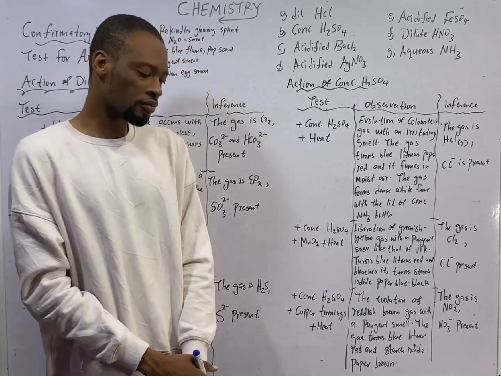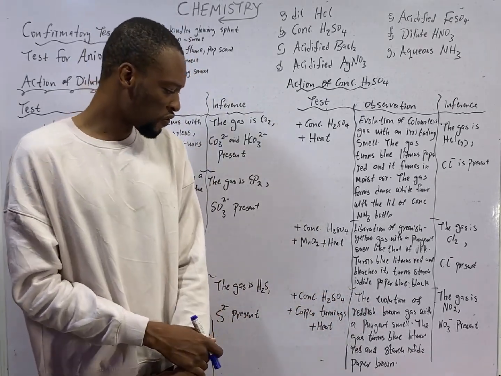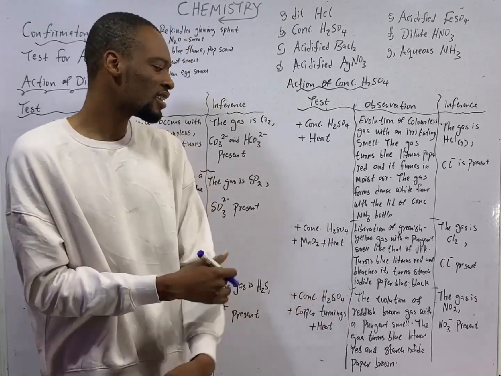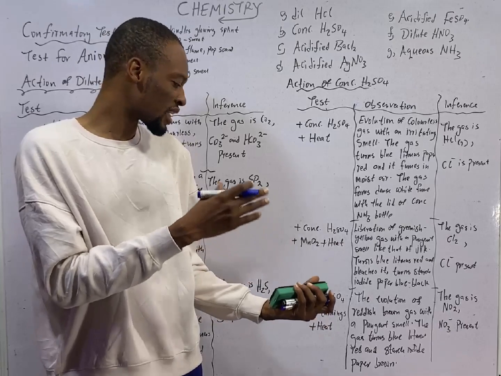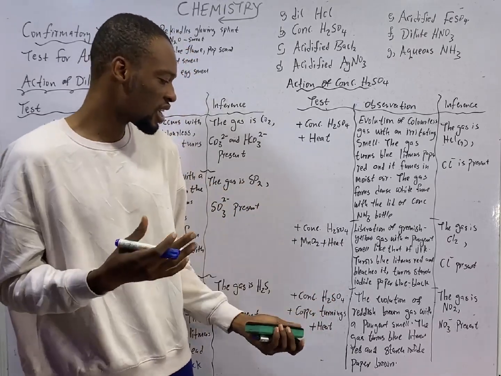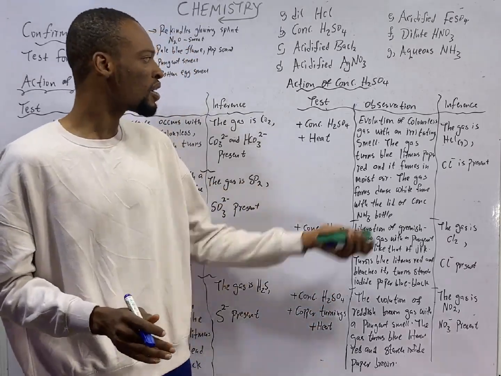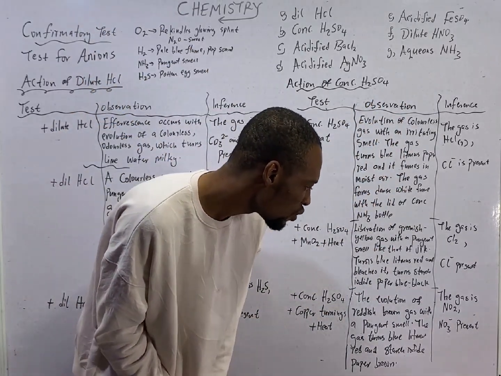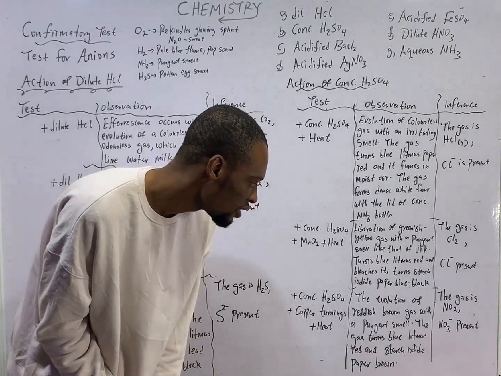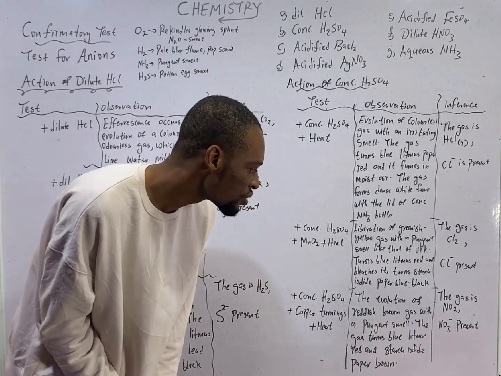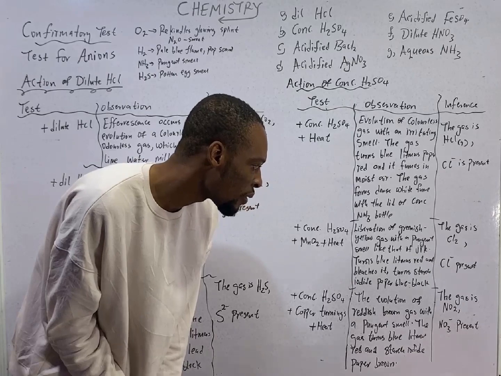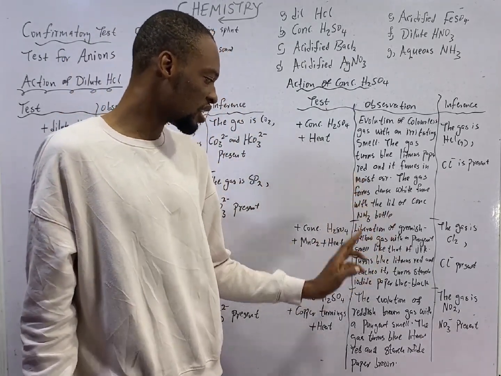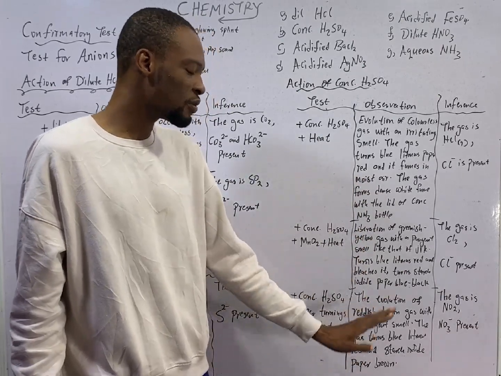Then you'll be told conc H2SO4 plus copper turnings plus heat was added to the salt, or conc H2SO4 was added, then copper turnings, then heat, whatever. But when you hear the observation, the evolution of a reddish brown gas with a pungent smell, the gas turns blue litmus red and starch iodide paper brown. Now look at this. For the first one, greenish yellow. For the second one, reddish brown.